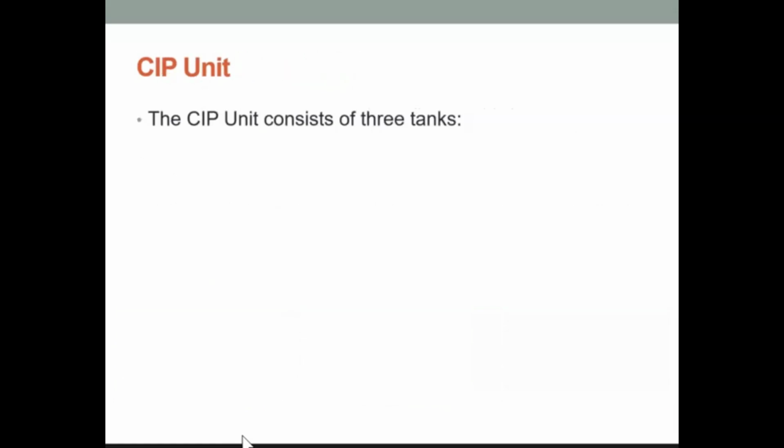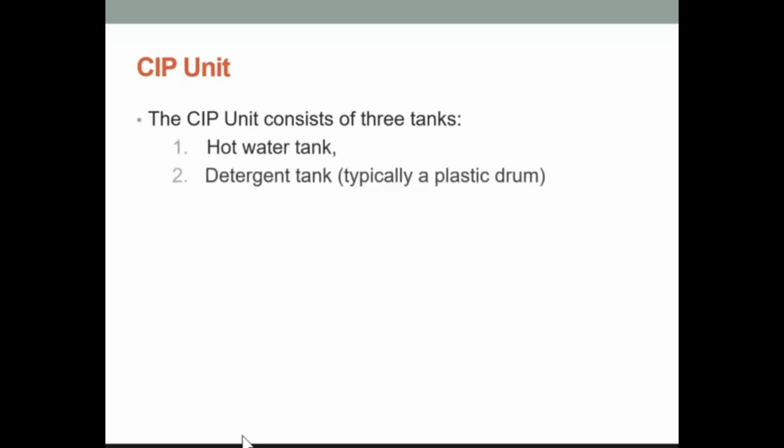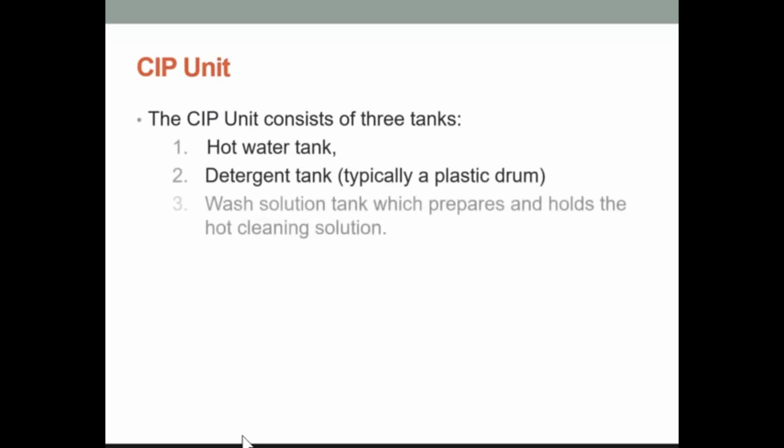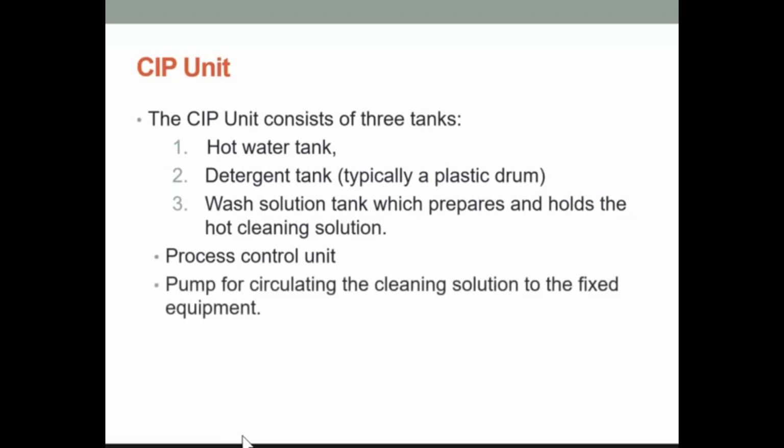The CIP unit, the clean in place unit, sometimes it's built in, sometimes it's a mobile unit that comes along and is attached to the tank or the process or the equipment. It basically consists of 3 tanks. You can have a hot water tank, there's a detergent tank, typically a plastic drum, and there's a wash solution tank which prepares and holds the hot cleaning solution. Then there's a process control unit, and a pump for circulating the cleaning solution to the fixed equipment.